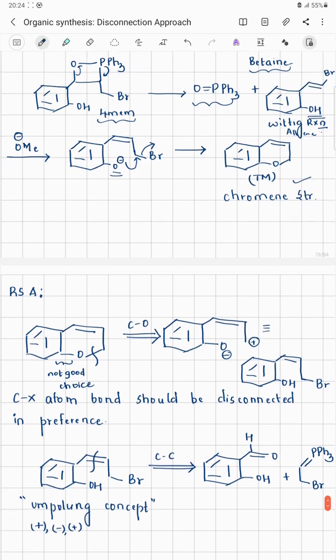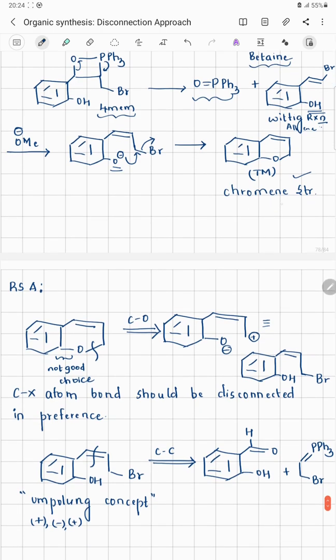How can we do this target molecule, that is the chromene structure, and its retrosynthetic analysis? Now there can be two choices. One choice is to cleave between benzene and oxygen, the other choice is cleaving here, that means the C single bond O. The choice attached to benzene is not a very good choice.